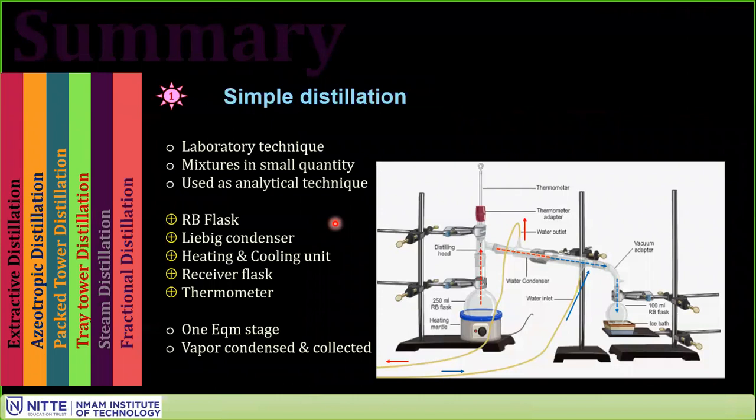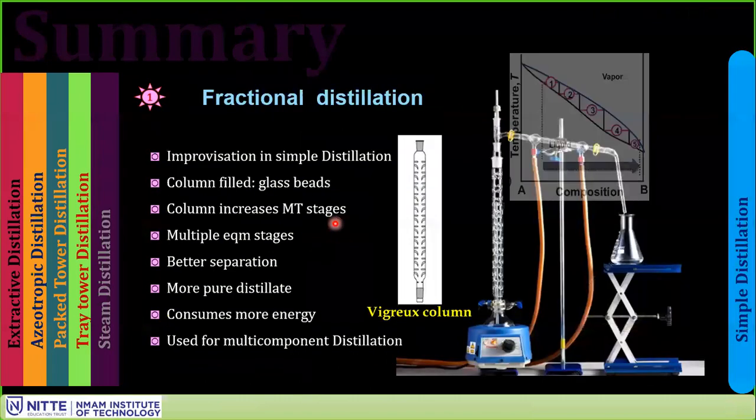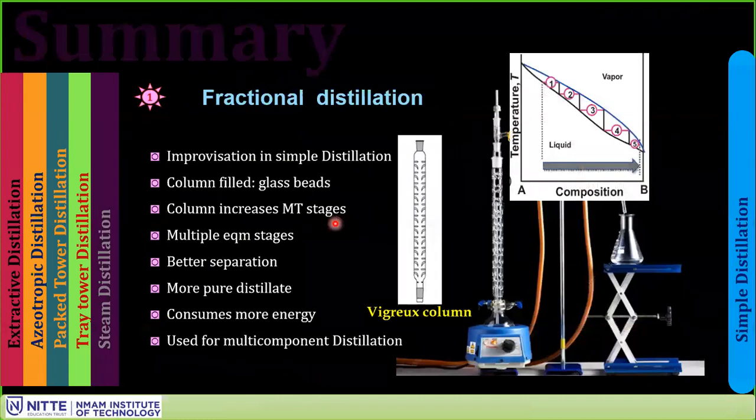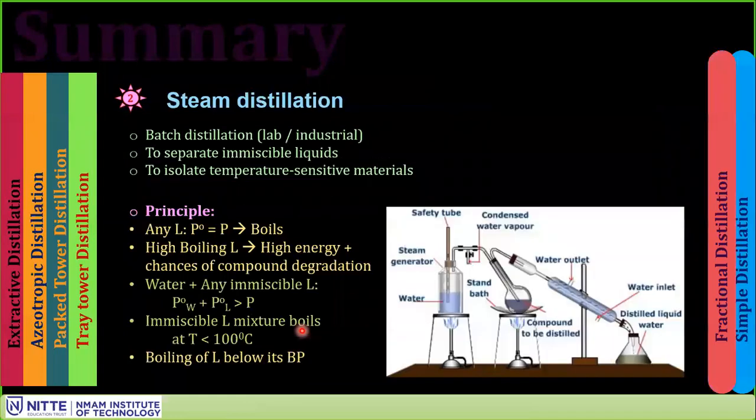Now let us summarize the two topics. In simple distillation, you have seen that it's a laboratory technique. We use mixtures in small quantity, with simple apparatus and one equilibrium stage. In fractional distillation, you have seen that it attains multiple equilibrium stages. The separation is better, you get a pure distillate, and the most important thing is it consumes more energy. Steam distillation, you see the principle behind it. When you add steam, the boiling point of the immiscible component decreases, and it is very easy to distill temperature sensitive materials, and also those at low concentration. We have seen one example of this case. Yes, thank you.